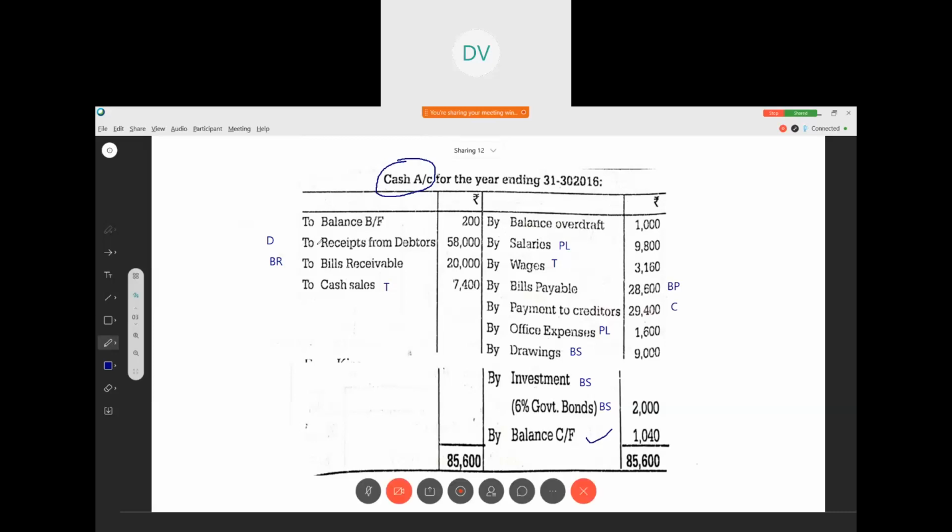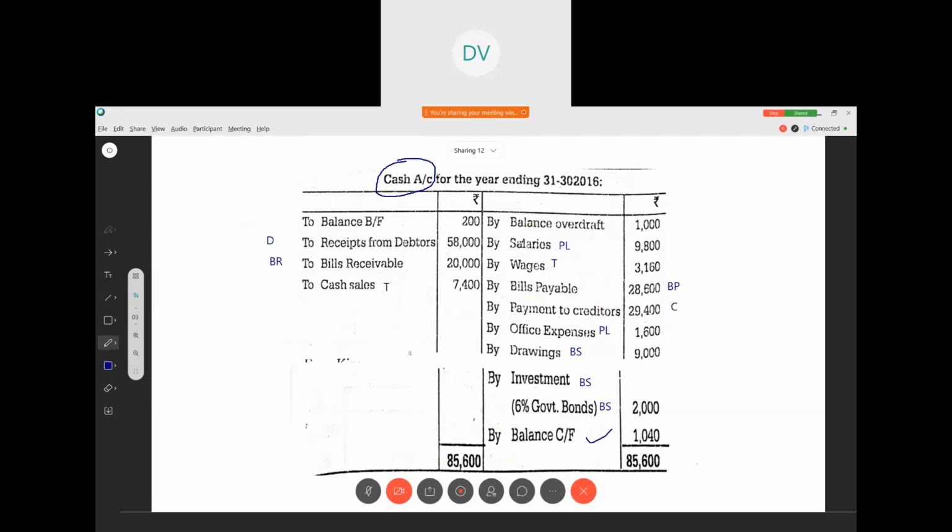To receipts from the debtors. So cash received from the debtors account. Bills receivable. So what is this? We have received cash through the bills receivable, meaning bills receivable honored. So bills receivable account. Cash sales. So cash sales will go. We have to enter this in the trading account. We have to add sales, cash plus credit.